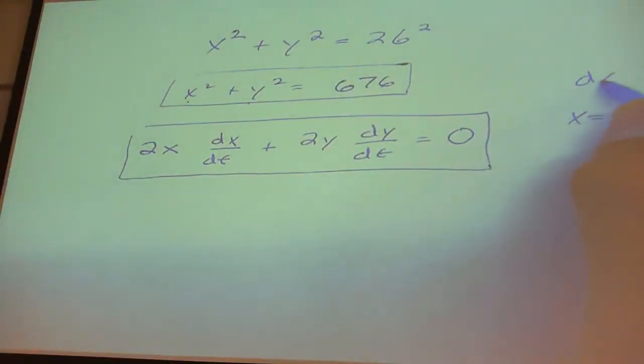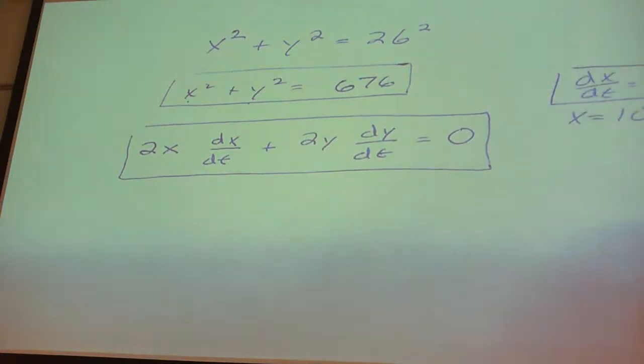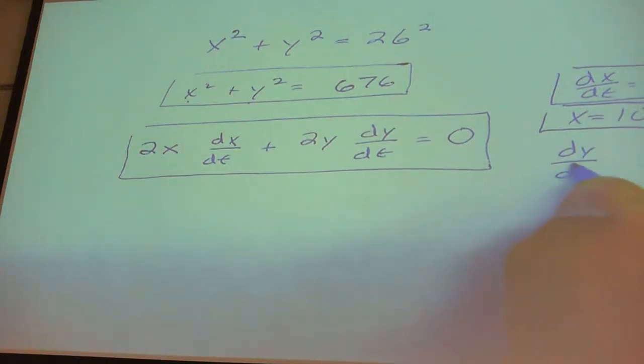We're looking for dx over dt. That's what we're looking for. We know that x is 10 feet. That's given to us. And then they tell us dy over dt. This is new, so let's talk about what that is.